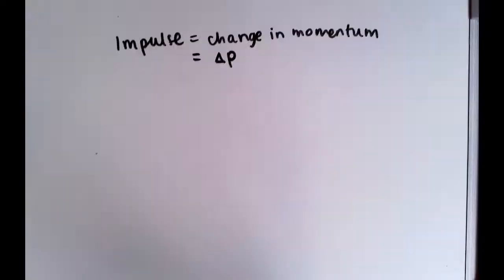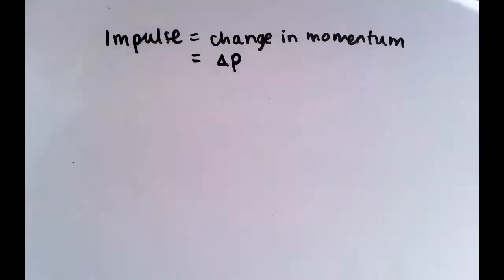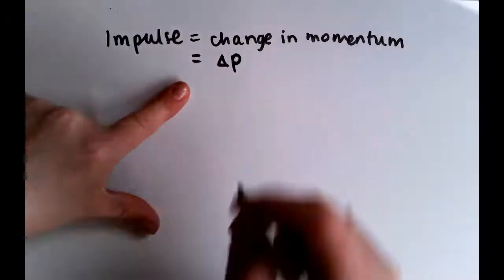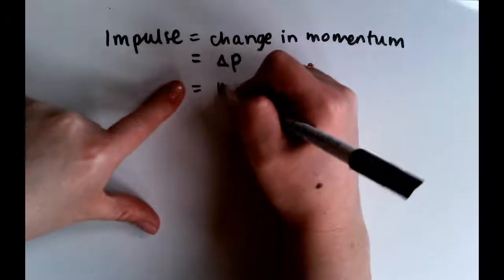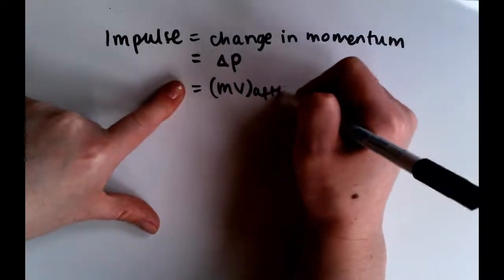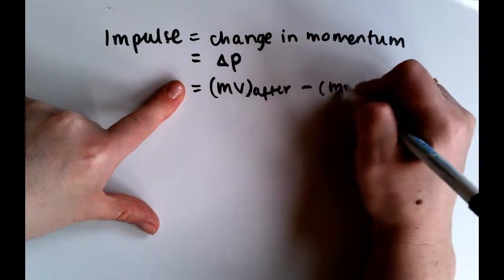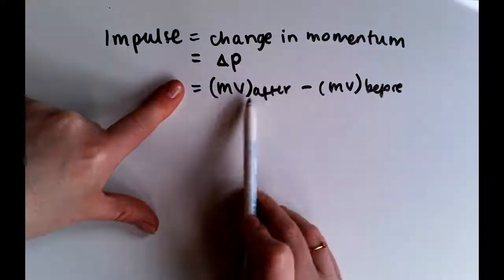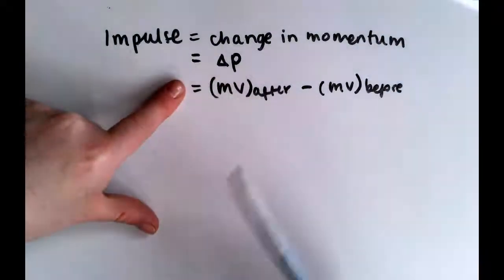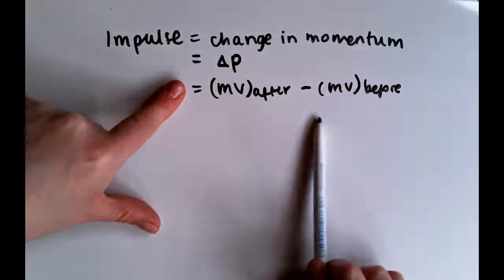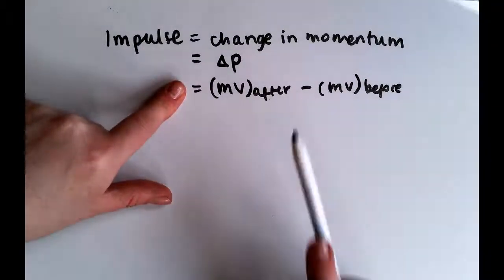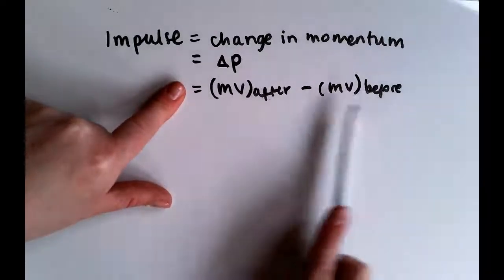Now we know that momentum is mass times velocity. So this is going to be equal to mv after minus mv before. This is the momentum of an object after a collision or an explosion, and this is momentum before. So when a force is applied to an object, it changes its momentum. This is after, this is before, this is the change in.